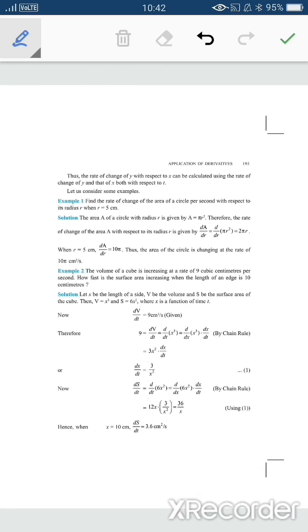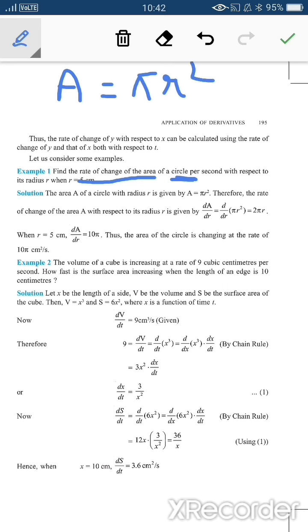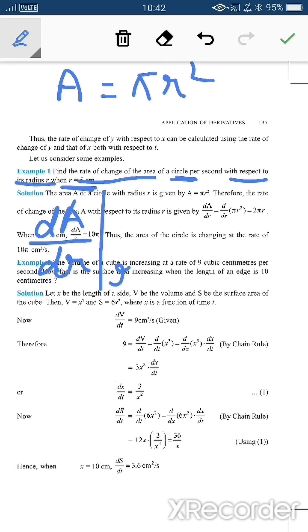Example number 1. Find the rate of change of area. So what is given? You have to find the rate of change of area of a circle. So area of a circle is pi r square, and you have to find dA by, with respect to radius, it means dA by dr, when radius is equal to 5 centimeter.